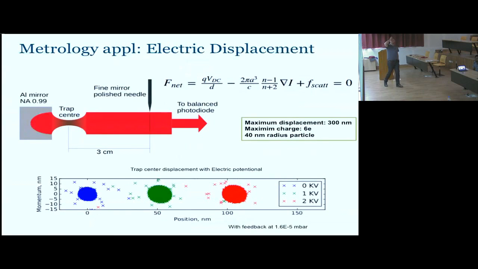The way this has been done, that's also an experiment done by David Hempston. Again, here's the parabolic mirror, here's the trapping site, here's the particle sitting, and then relatively far away, a few centimeters, is a little needle. We apply a potential, an electric field, voltage to the needle, and that generates an electric field, which is pushing the particle, or affecting the particle.